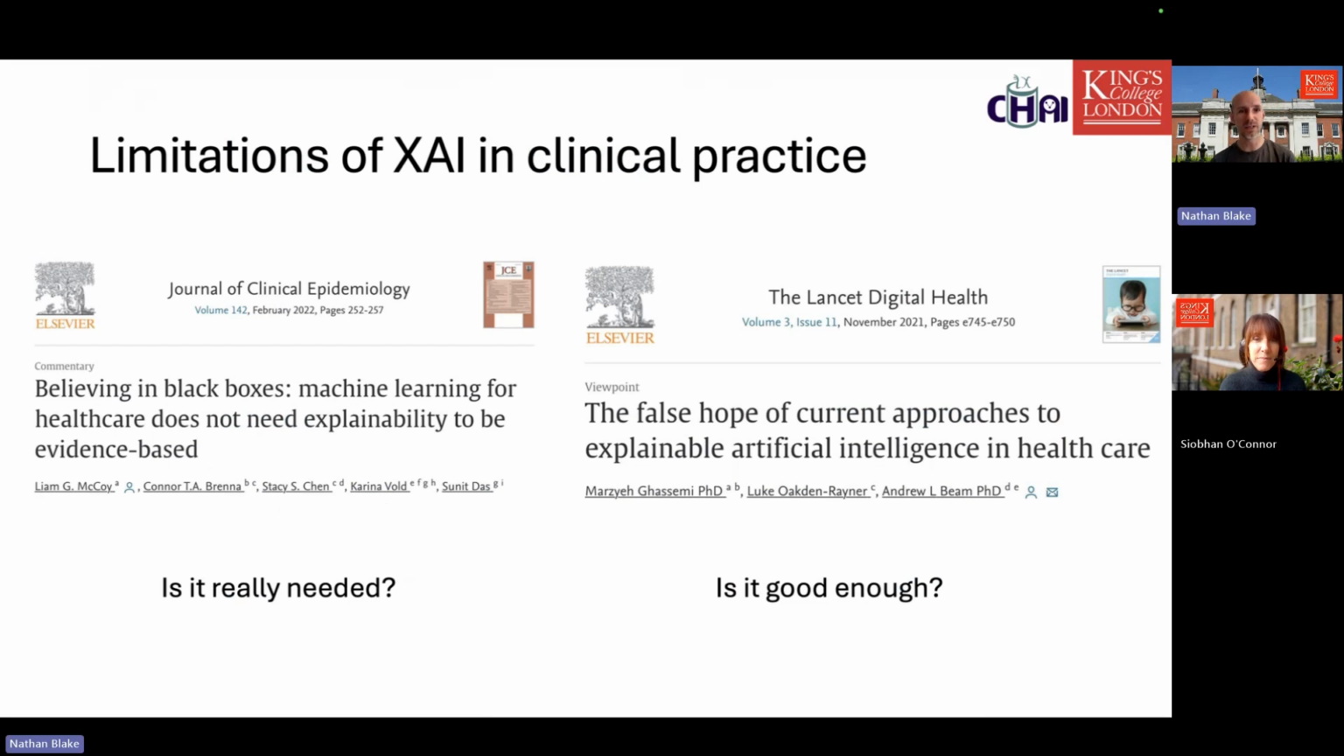So like I was saying, explainable AI is not universally accepted. Not everyone thinks that we do need it. To cut quite a long and nuanced story down into just two headlines, I'd say there are two main reasons that people object to explainable AI. One of them is based on the question of, is it really needed?